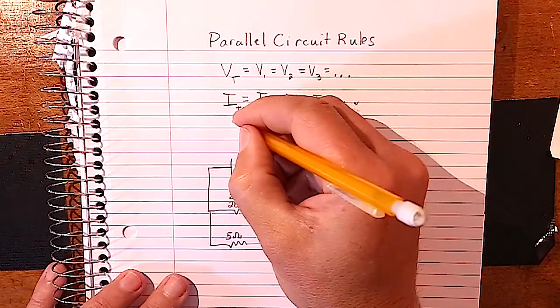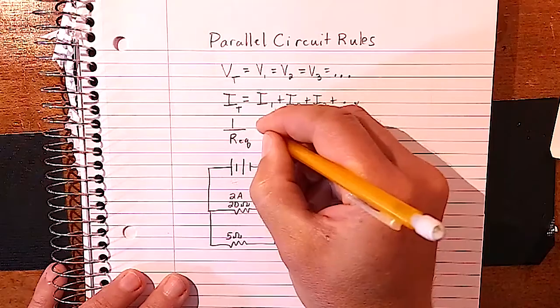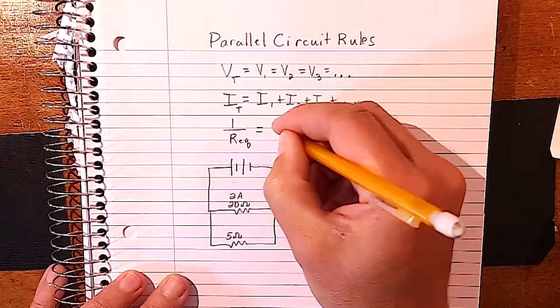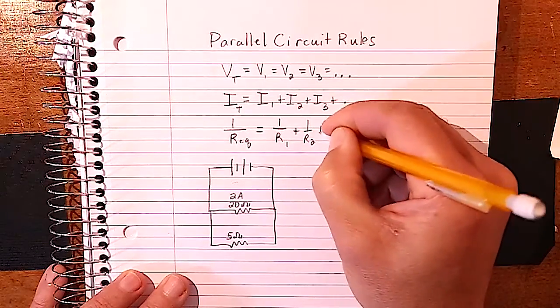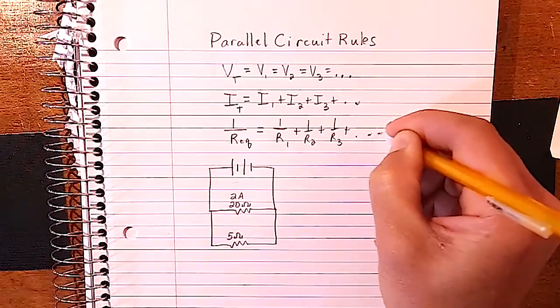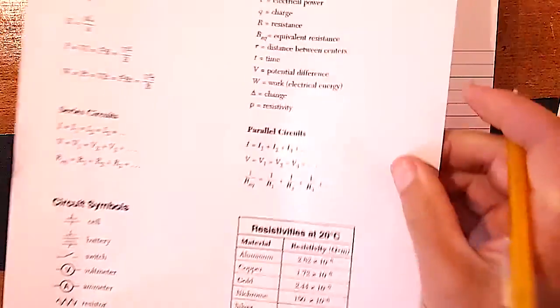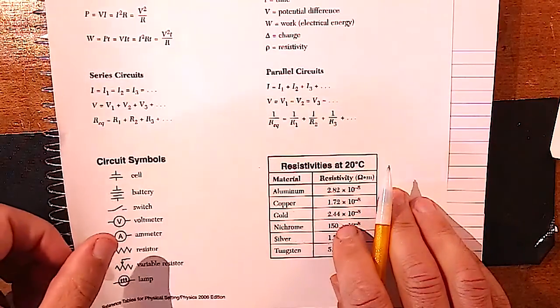And then the rule for resistance is tricky. It is a reciprocal rule. So it's 1 over Req equals 1 over R1 plus 1 over R2 plus 1 over R3 and so on. So our parallel circuit rules are right here, so you don't need to memorize them.